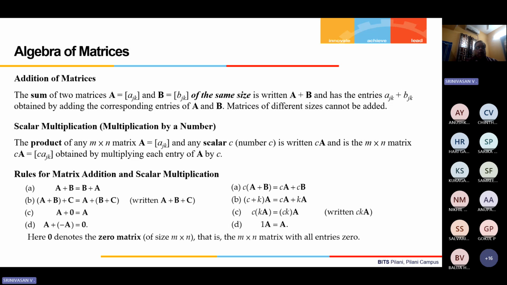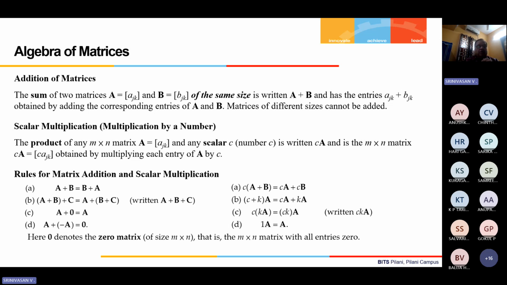Next. Rules for matrix addition and scalar multiplication. A plus B equal to B plus A. You know very well, addition of two matrices is commutative. Commutative means any order you take, either A first, then B, or B first, then A, addition is going to be the same. And because it is going to be the same order, if it is 2 by 2 plus 2 by 2, then the resulting matrix will also be 2 by 2. Even if you reverse the order, it is going to be the same.